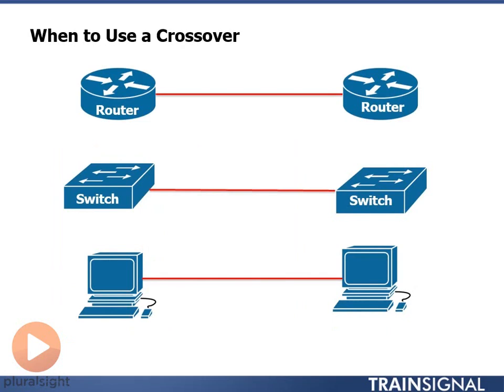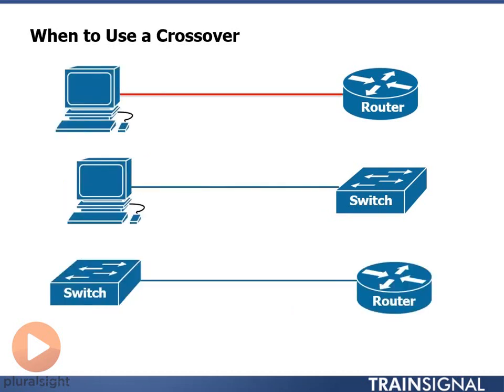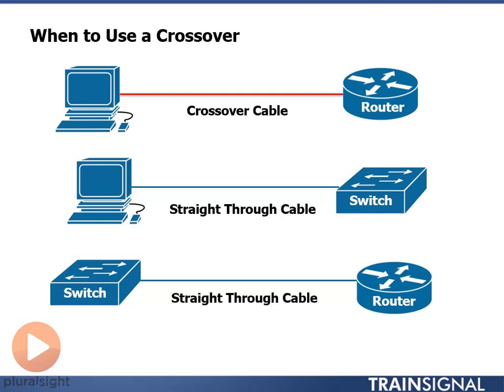So when do we use it? Like I've already said, router to router, we need a crossover cable. Switch to switch, we need a crossover cable. PC to PC, crossover cable. The general rule of thumb here is if it's like device to like device, we need a crossover cable. Now, when it's PC to router, we still need a crossover cable. However, once we put a switch in the middle, when we're connecting a switch to any other device besides a switch, we almost always use a straight through cable. So PC to switch, switch to router, we're going to use a straight through cable here.